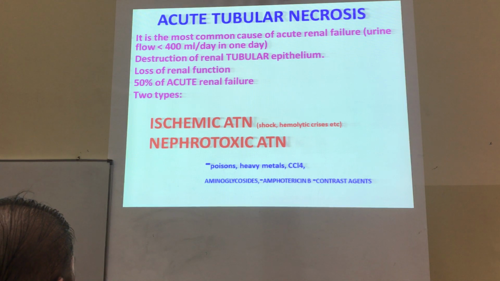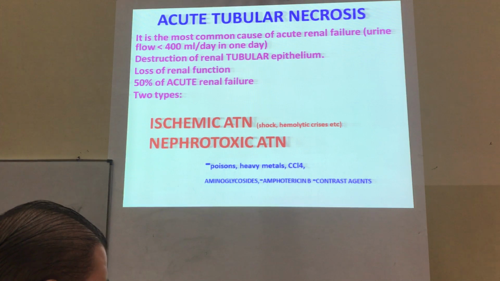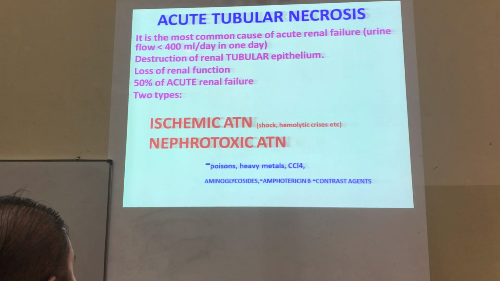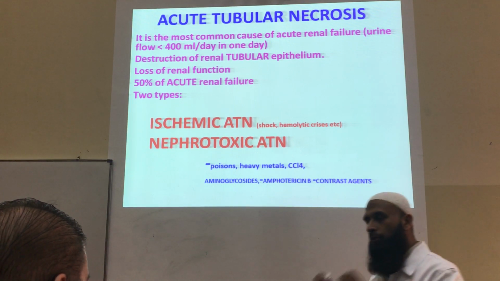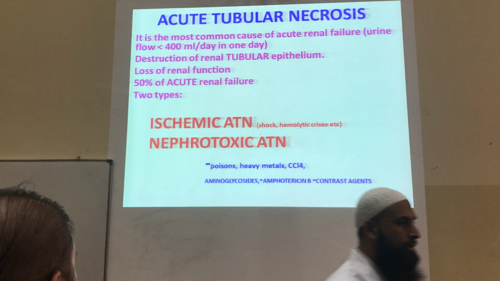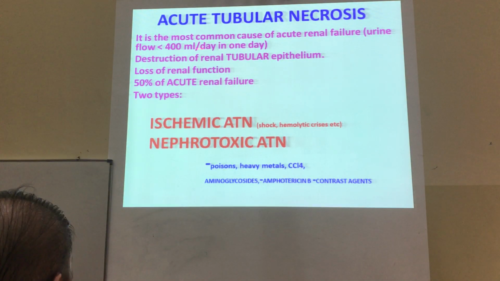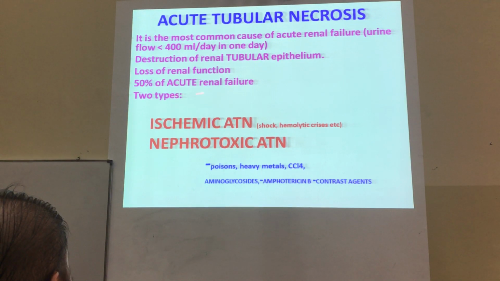But if it is less than 400 ml per day, it is oliguria. It is one of the suspicions that it might be acute tubular necrosis or any other cause of renal failure. What is the main cause in acute tubular necrosis? Acute means short time, tubular means tubules, and necrosis means there is something which is causing death of the cells. Usually it is destruction of the renal tubular epithelium. So destruction is causing death of these tubular cells. As I told you, 50% of acute renal failure is because of acute tubular necrosis.